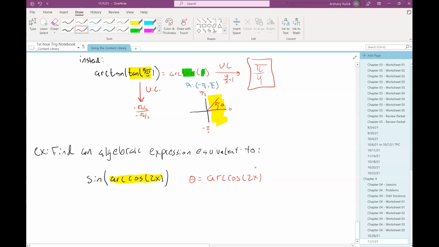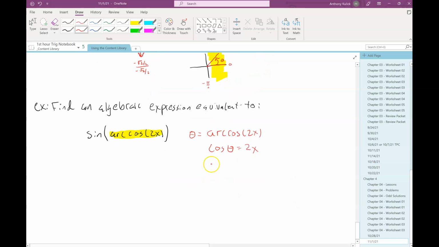2x. And I know that this then, theta equals arc cosine of 2x, is equivalent to just cosine theta equals 2x, right? We good there?